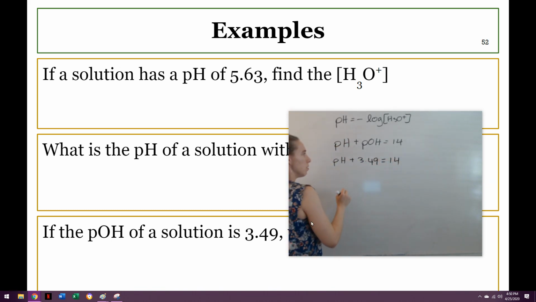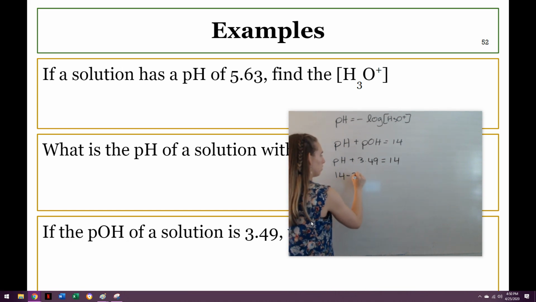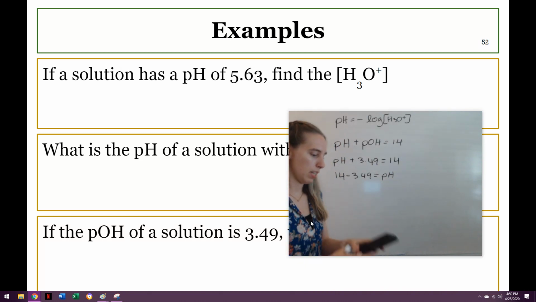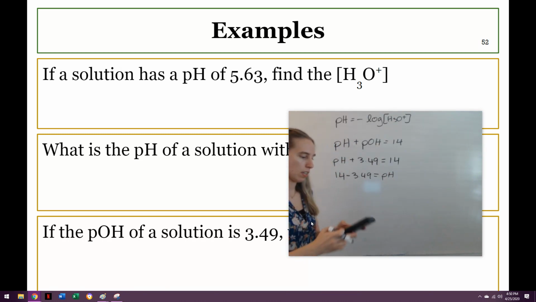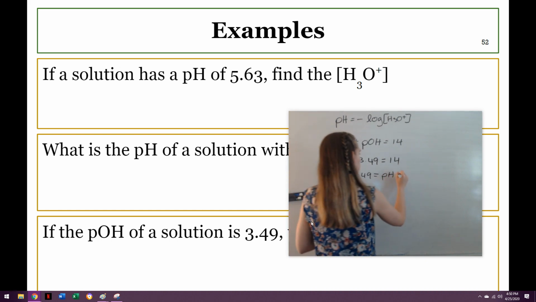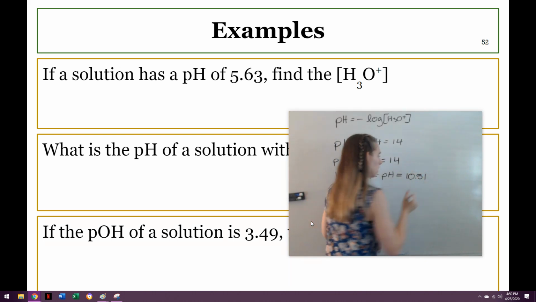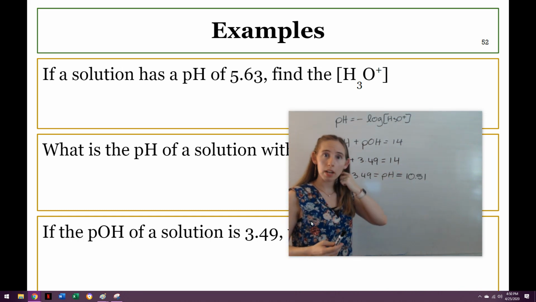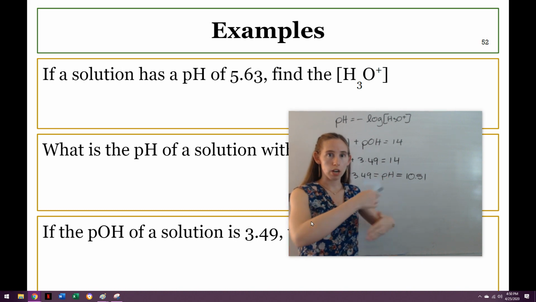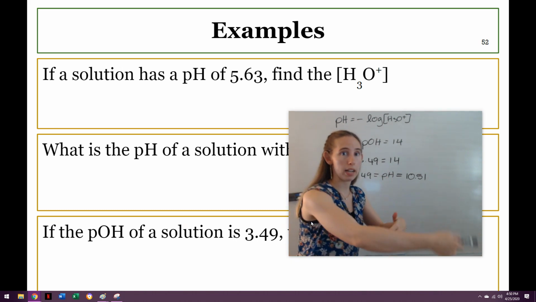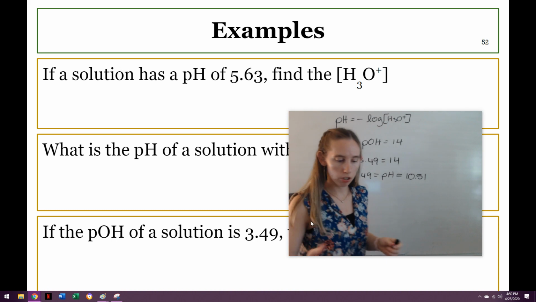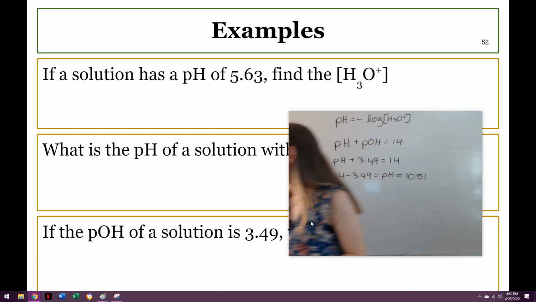Well, how do we find pH? 14 minus 3.49 is equal to pH. Plug that into your calculator. 10.51. So that makes it much easier without having to use your kW equation and backtracking and finding your hydroxide and hydronium equations, then going back to pH. Just use this equation. If you're given either pOH or pH, you can find the other one very easily by just subtracting from 14. All right.